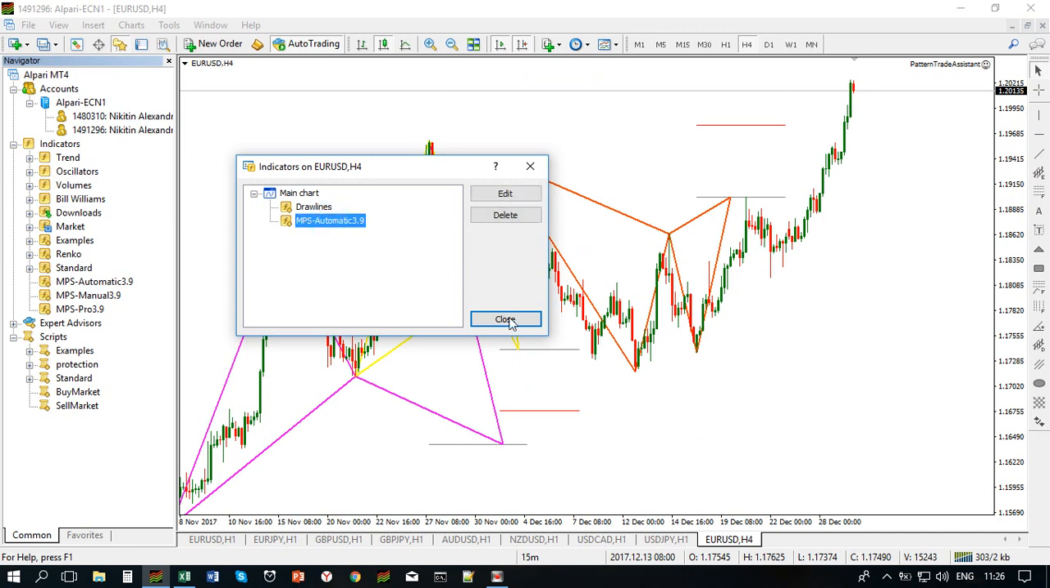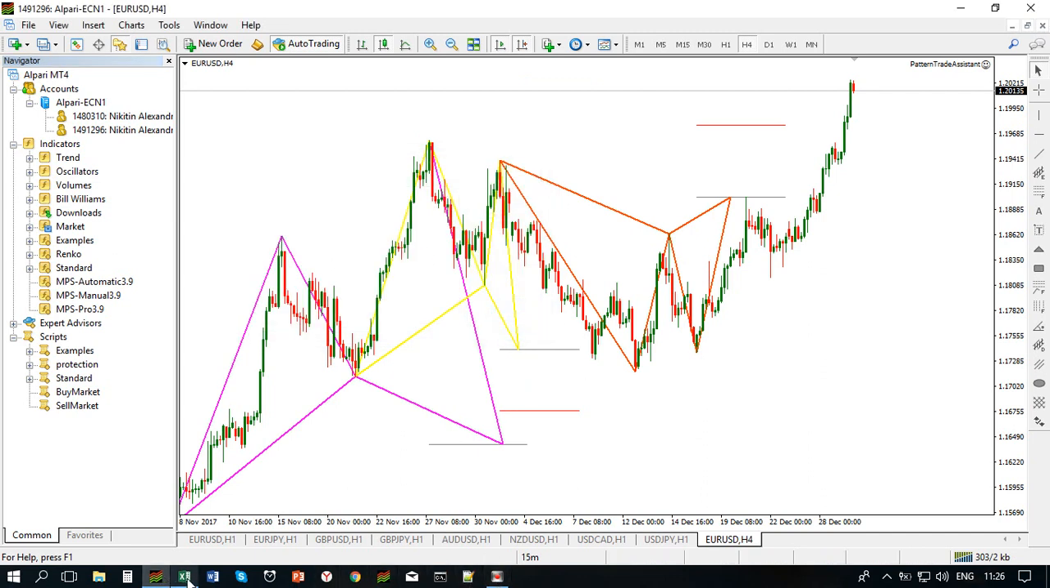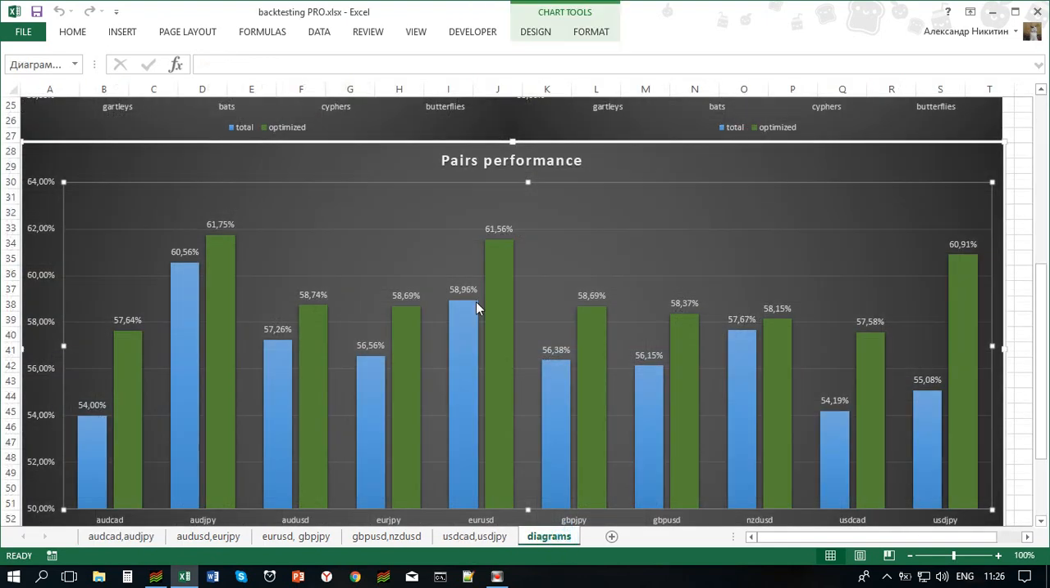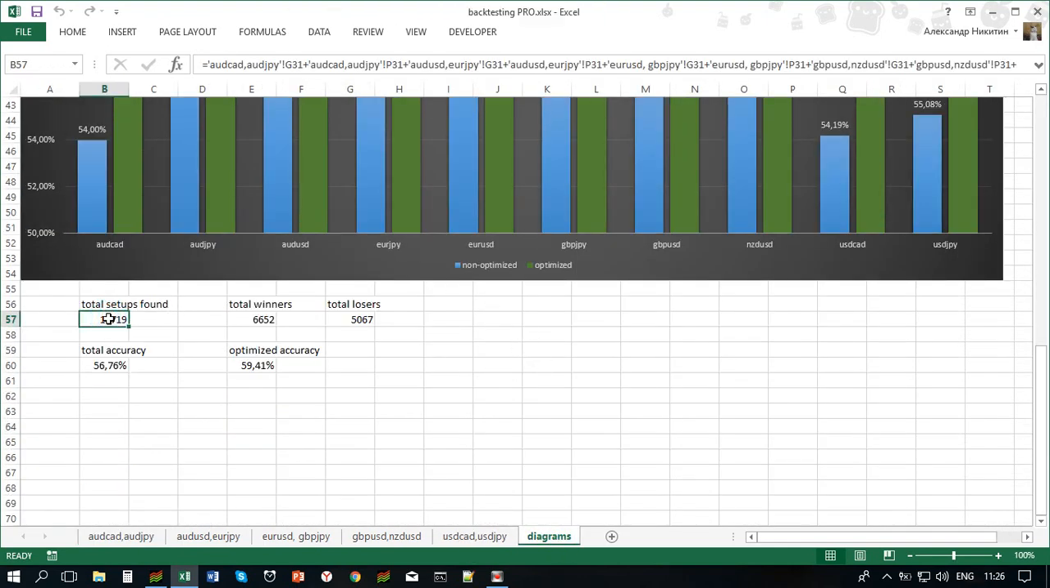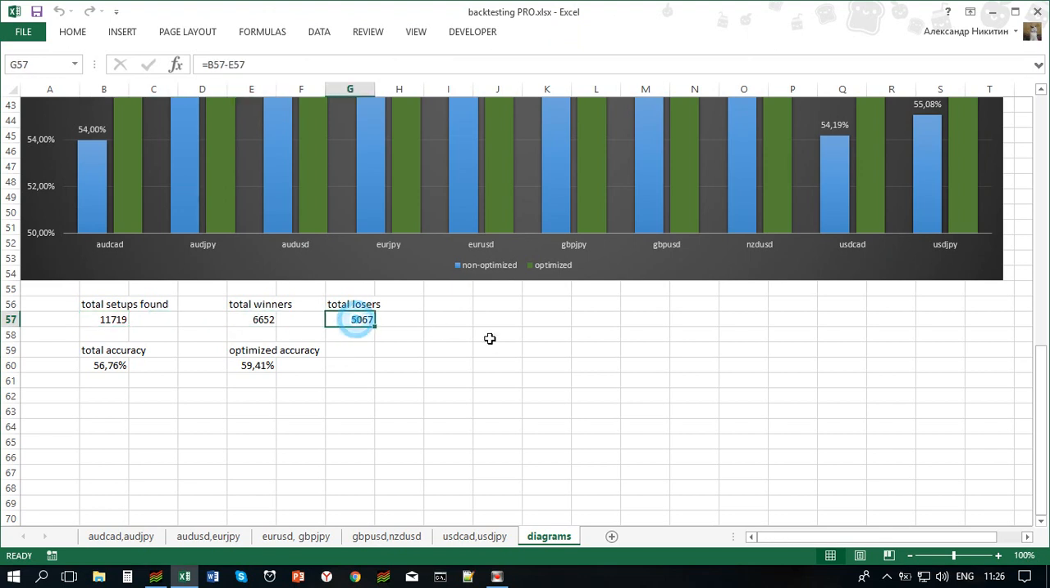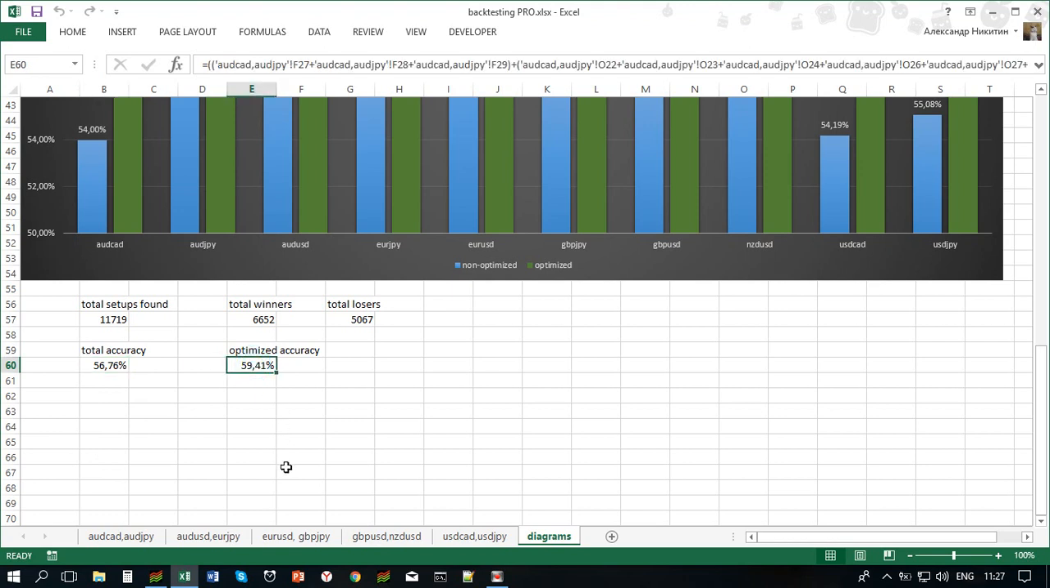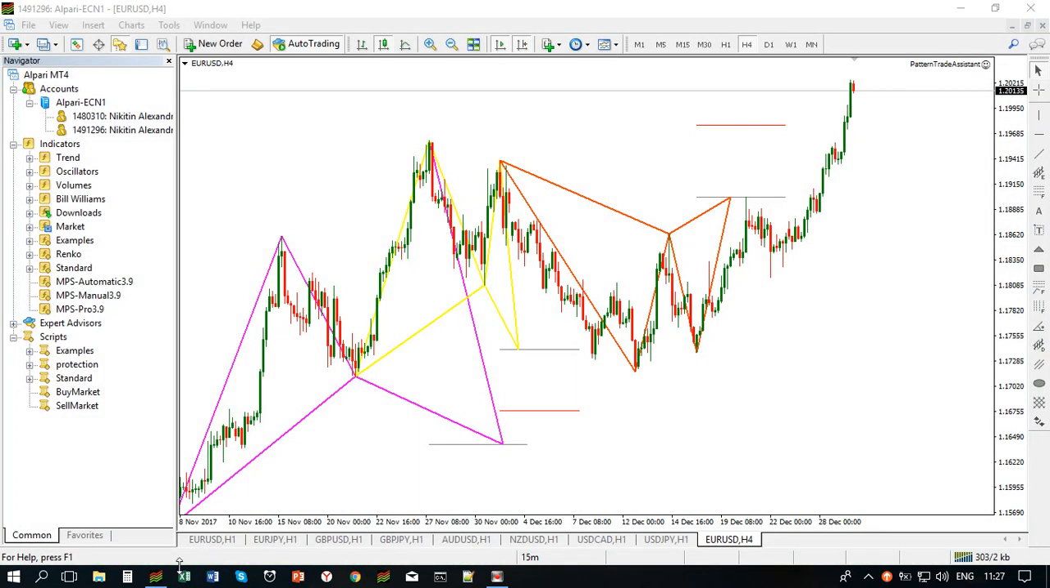If you do that manually, it will take you years to find those thousands and thousands of backtesting patterns. If we go here, I have found 11,000 patterns. 6,000 of them were winners, 5,000 of them were losers. With total accuracy, if you trade all the patterns regardless of whatever, 56%, and optimized accuracy being 59%. So 59% is pretty good result, especially if your risk reward is greater than 1-to-1. 59% is good. Okay, that's it about my performance that I have with this software.